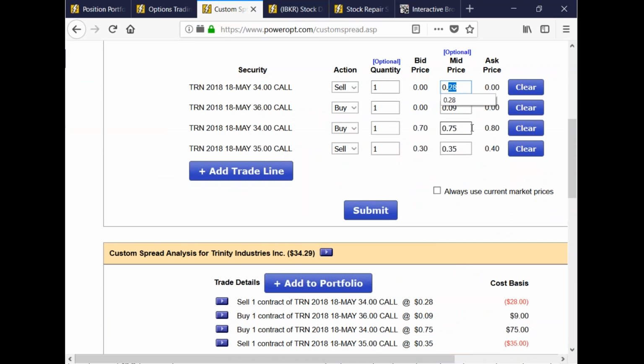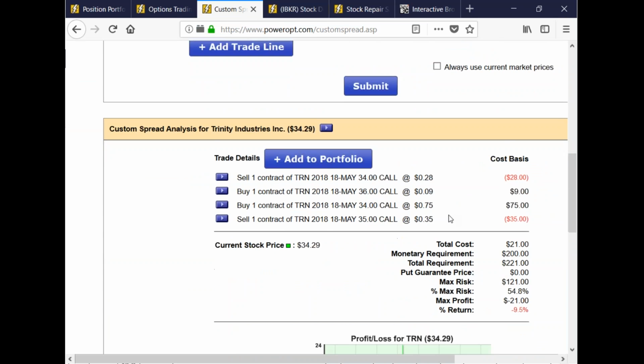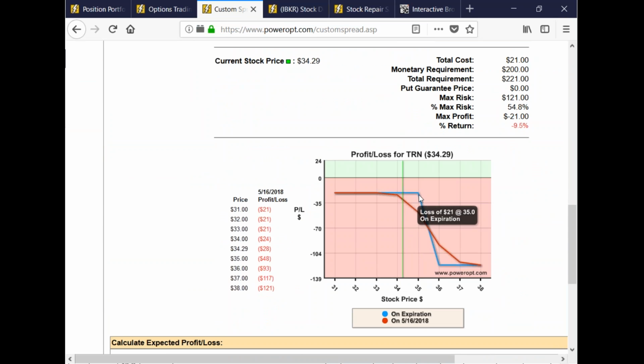All right, so we got 28 cents originally. I had to pay 75 to buy it back. I got another 35 cents, but it's still a loss. Sometimes this will work, though.